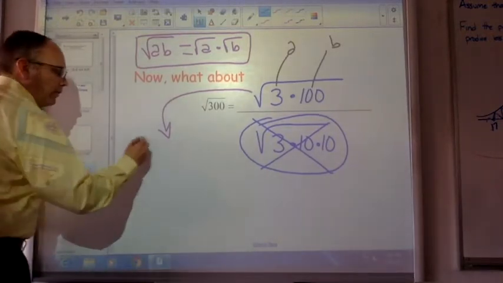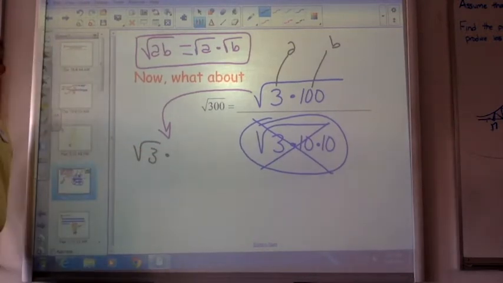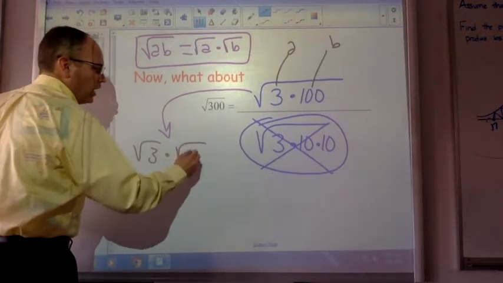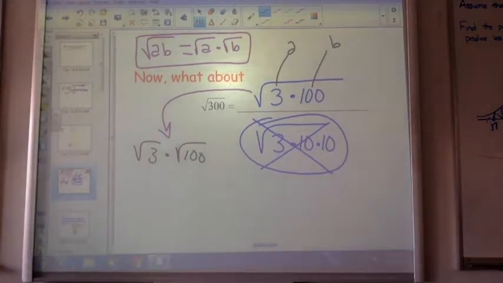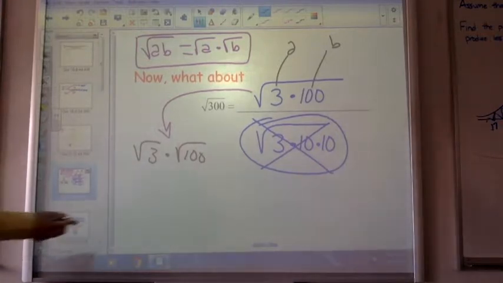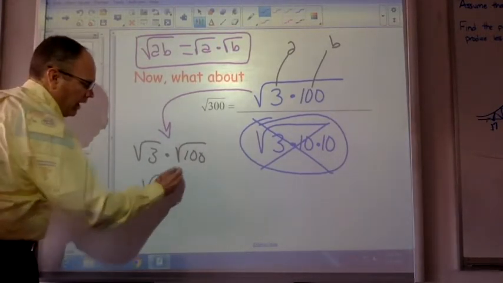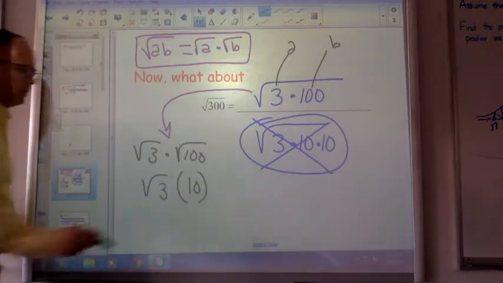I have square root of 3 times square root of 100. Is that okay? Yes. Now, square root of 3 is 1 point something. Okay? But I'm not worried about some decimal that's this long. So I'm going to keep square root of 3 as square root of 3 right now. What is the square root of 100? 10. So now I'm going to change this to square root of 3 times 10.